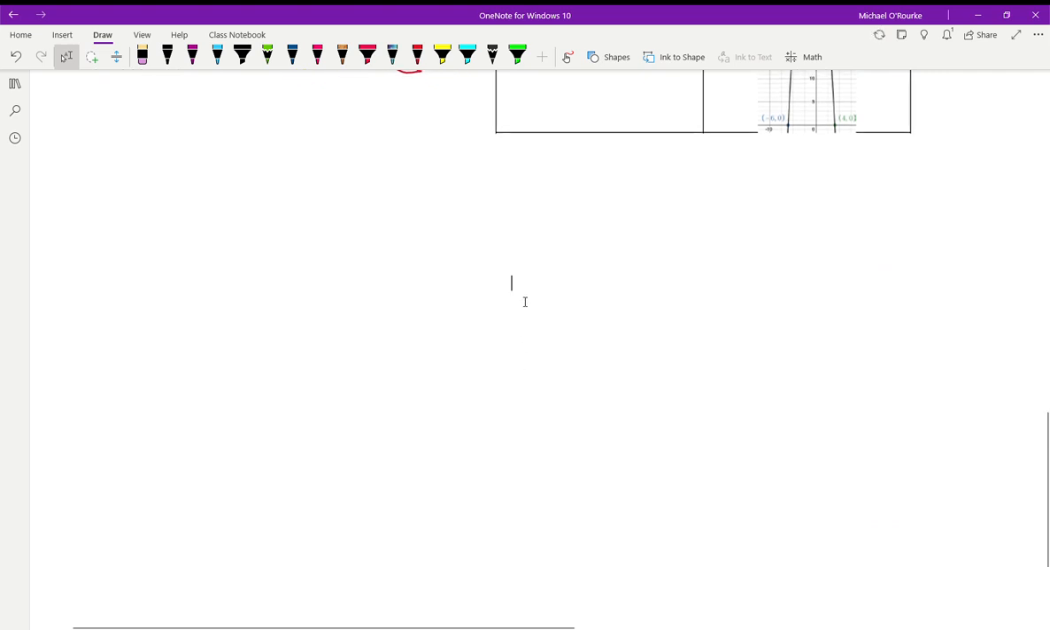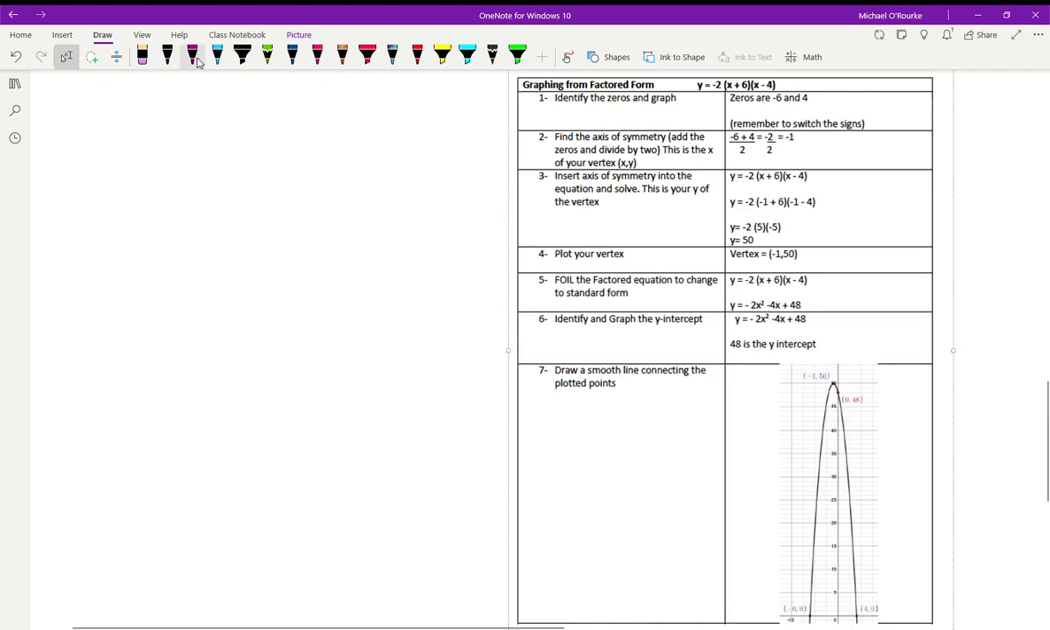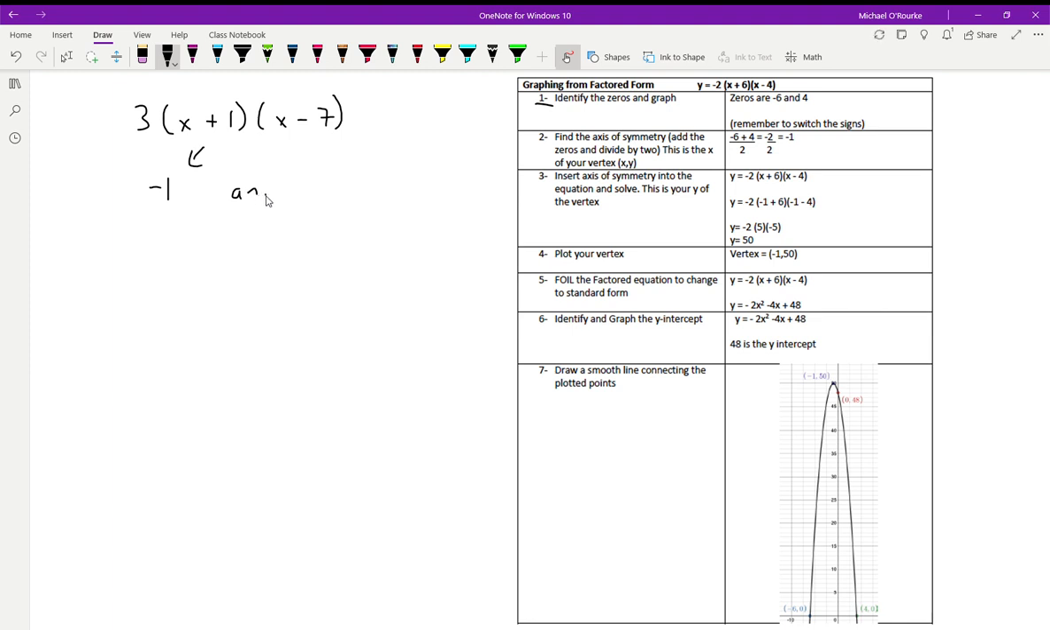So let's do another one. Let's do a little bit harder one. Let's go with 3 times x plus 1 times x minus 7. Okay, first thing to do, step 1, identify my zeros. Okay, I guess we're not changing colors right now. It's going to be -1 and 7. So if I were to draw my graph, -1 and 7 are my x-intercepts.